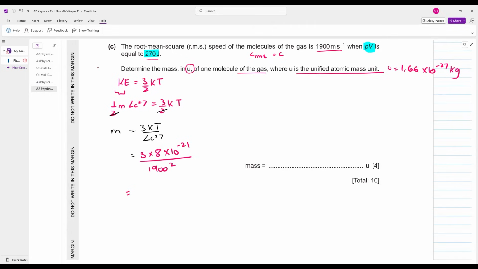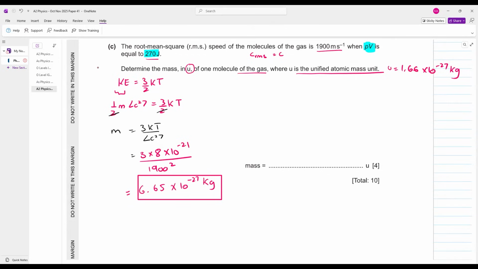ठीक है. डिवाइड कर दो बेटा इसको 1900 के स्क्वायर से. This comes out to be 6.65 10 raised to the power of minus 27 kg. The mass of one molecule comes out to be this.